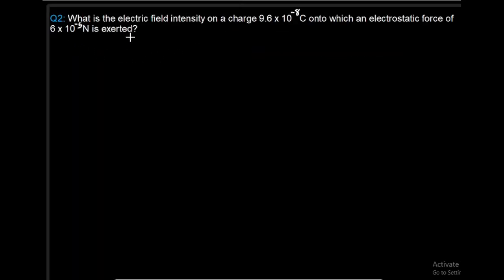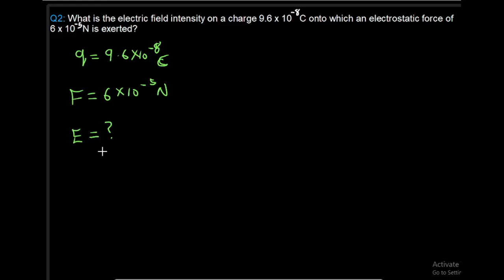Now our next question says, what is the electric field intensity on a charge? They give us the magnitude of charge to be 9.6 times 10 raised to the power of minus 8 coulomb, onto which an electrostatic force of 6 times 10 raised to the power of minus 5 Newton is exerted. So they gave us force and charge for this question, and then they're asking us to calculate the electric field intensity.